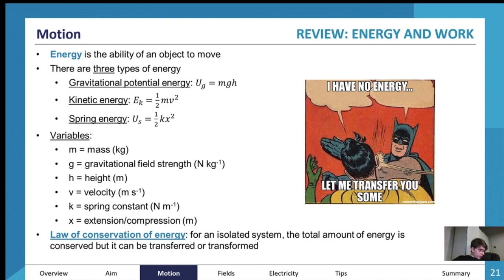There is gravitational potential energy, which is equal to mgh. There is kinetic energy, which is equal to half mv squared. And spring potential energy, which is equal to half k delta x squared. The variables are mass in kilograms, gravitational field strength, height in meters, velocity in meters per second. There's the spring constant, and extension and compression.